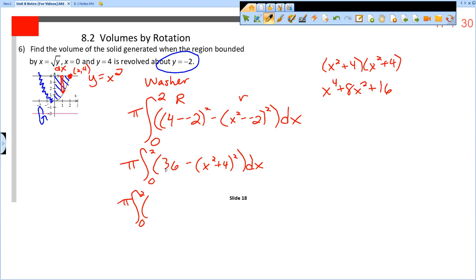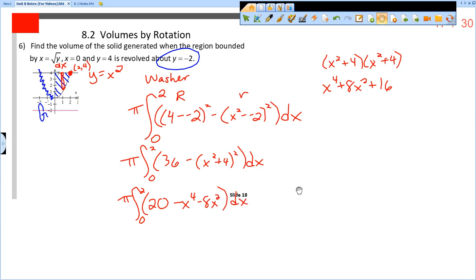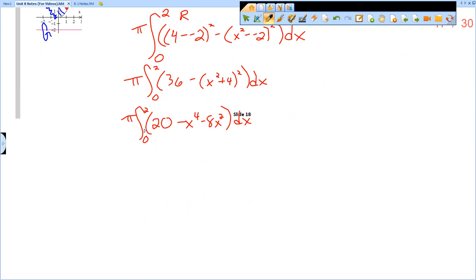So 36 minus 16 gives us 20, right? And then I have a minus x to the 4th and then a minus 8x squared. And then we're going to integrate all with respect to x. So all relatively easy to integrate. So integral of 20 would be 20x, right? Keep in mind, we've got the pi in front, right? That needs to be multiplied by everything. All right. And then we've got minus x to the 5th over 5, and then minus 8x cubed over 3, and then evaluate that from 0 to 2.